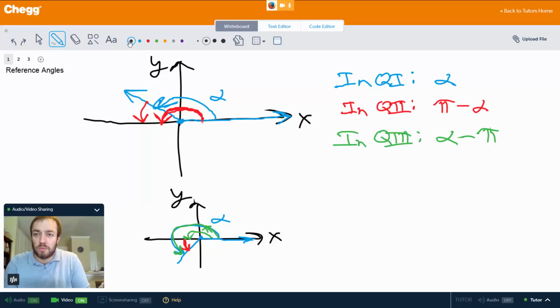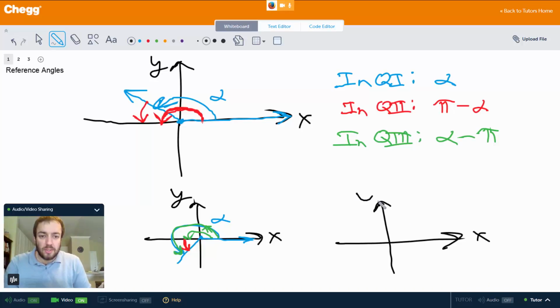And then finally, what about quadrant 4? So we'll go ahead and make a new picture. X-axis, y-axis, and then our angle is going to be in quadrant 4 going around this way. Okay, so this is our angle alpha, and then our reference angle is going to be this angle right here. So how do we get that? Well, we know that if we go around the entire thing, that's going to be 2 pi. So if we go around the entire thing and subtract off just this piece, then what we're going to have left is this piece.